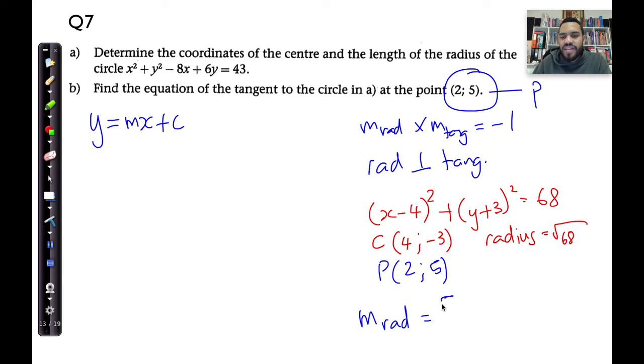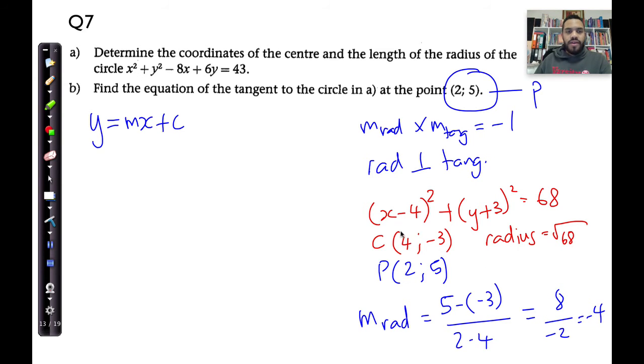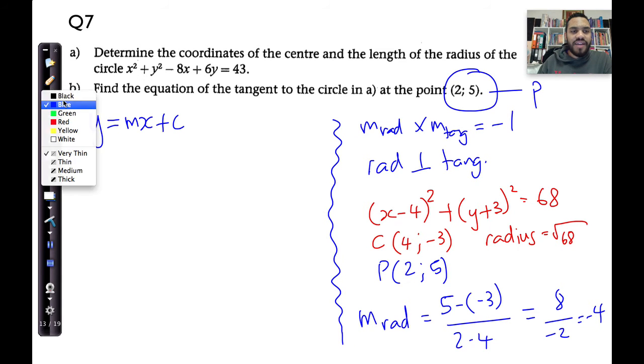So 5 minus minus 3, divided by 2 minus 4. That gives me a solution of 8 over minus 2, which is equal to minus 4. Now, this is not the gradient of the tangent. This is the gradient of the radius. Right? I'm interested in the gradient of the tangent.